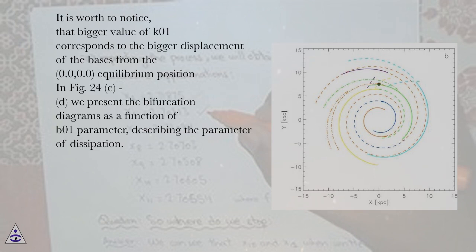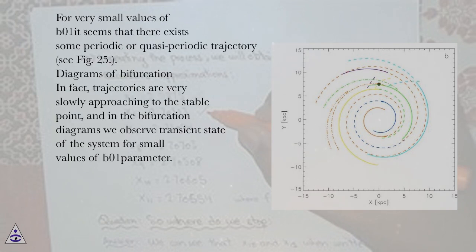In Figure 24, C, D, we present the bifurcation diagrams as a function of the B01 parameter, describing the parameter of dissipation. For very small values of B01 it seems that there exists some periodic or quasi-periodic trajectory, see Figure 25. Diagrams of bifurcation. In fact, trajectories are very slowly approaching the stable point, and in the bifurcation diagrams we observe a transient state of the system for small values of the B01 parameter.